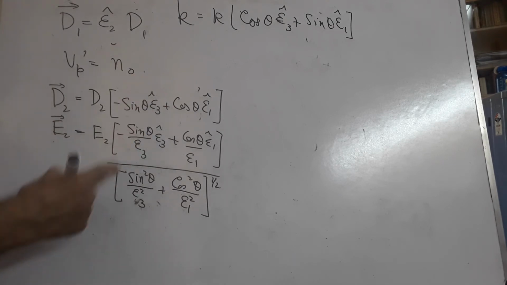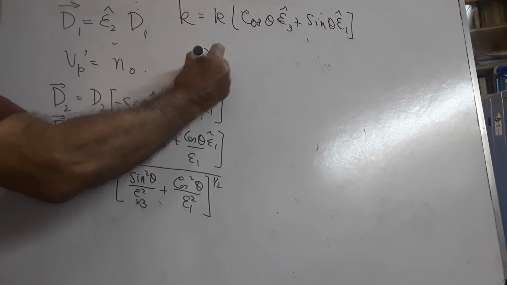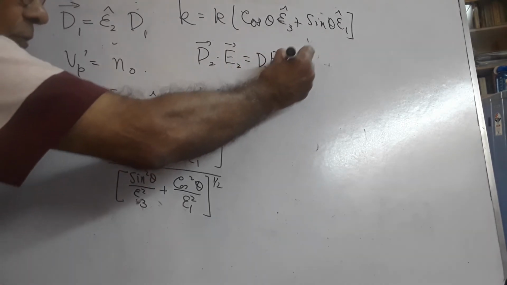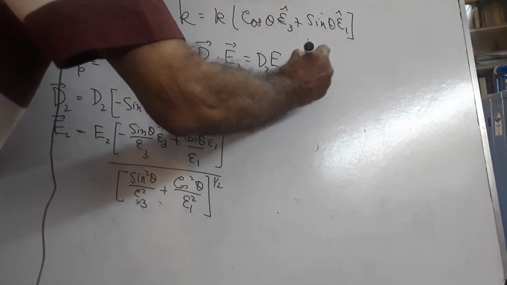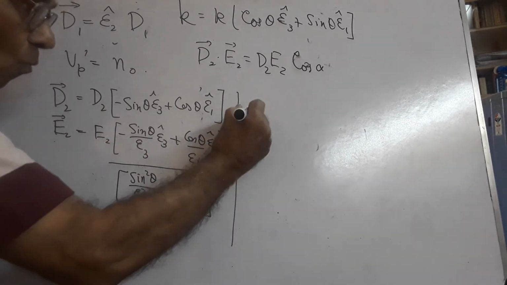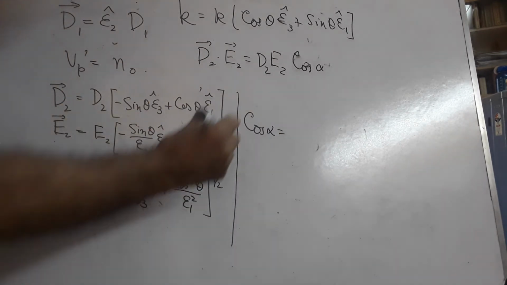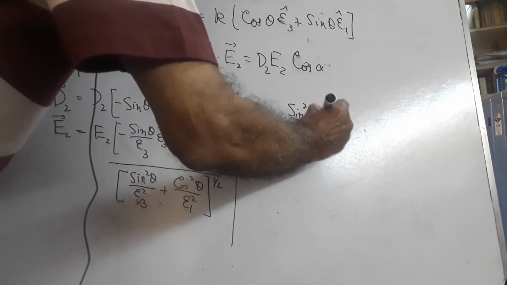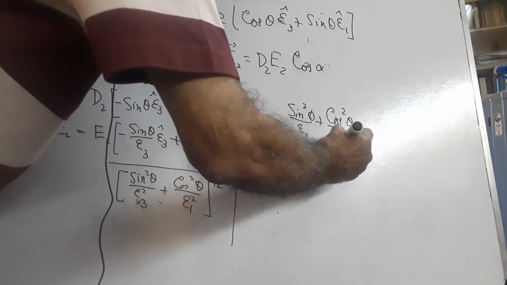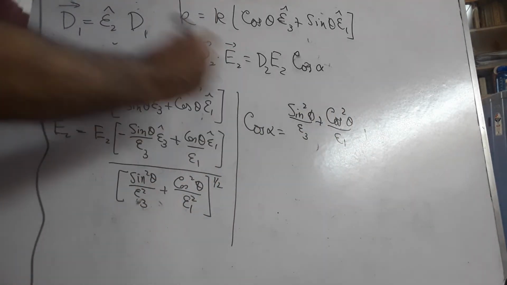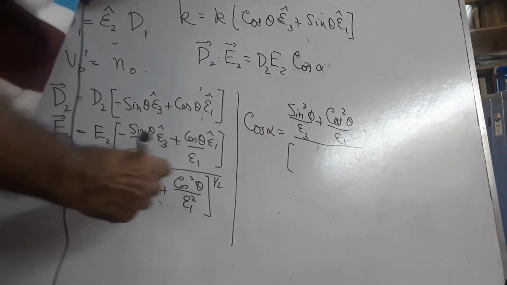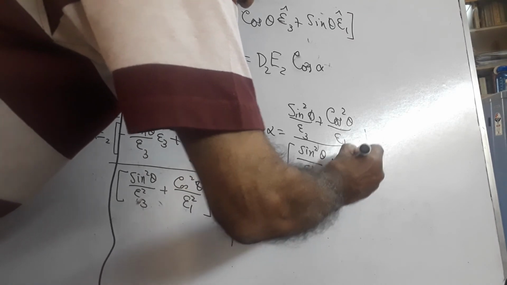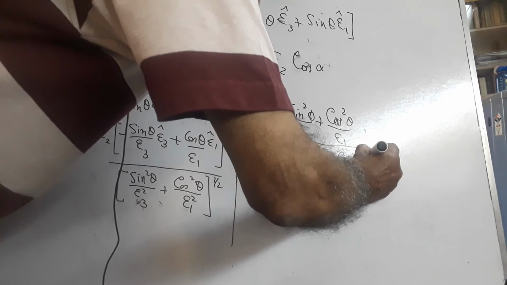Now let's calculate the angle between D2 and E2. This is a unit vector, this is a unit vector. So if I write D2 dot E2 as equal to D2 E2 cosine alpha, I get cos alpha equal to, I multiply these, sin squared theta by epsilon 3 plus cos squared theta by epsilon 1, divided by sin squared theta by epsilon 3 squared plus cos squared theta by epsilon 1 squared, to the power half.